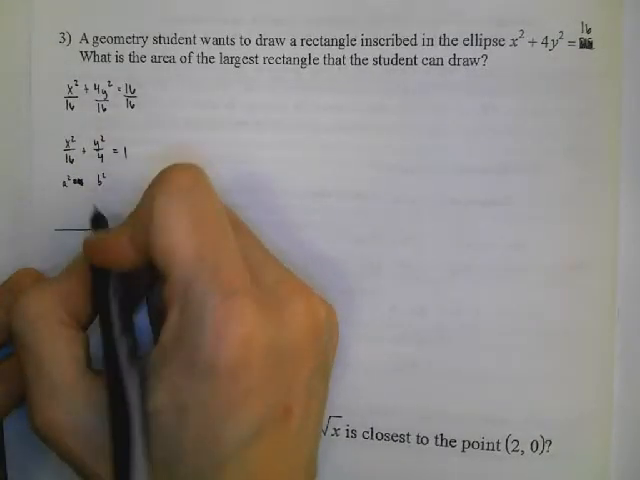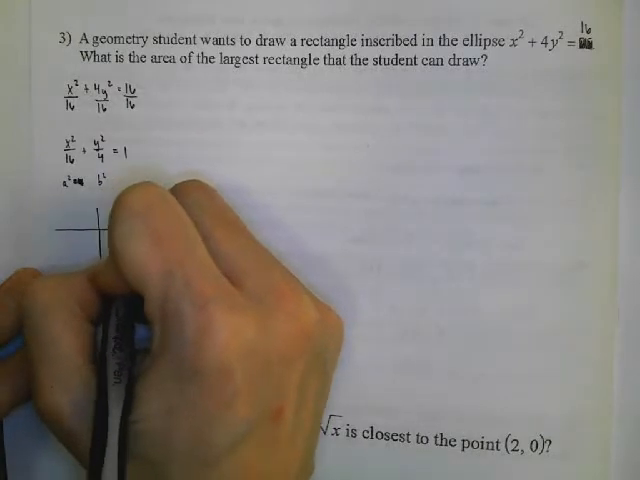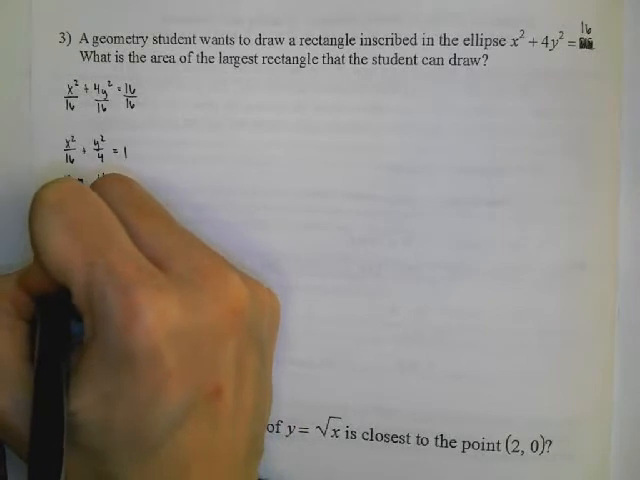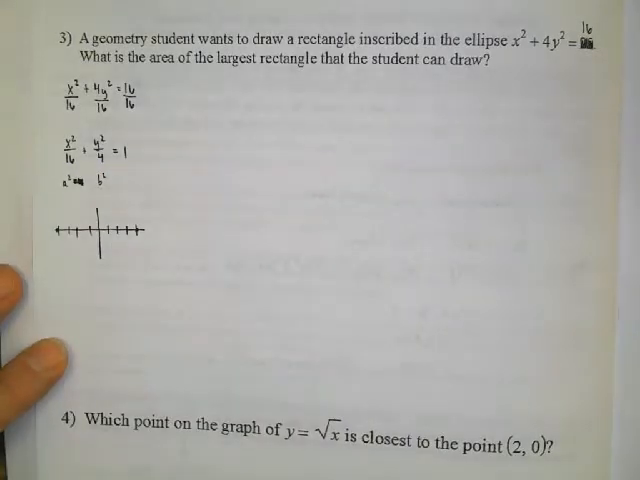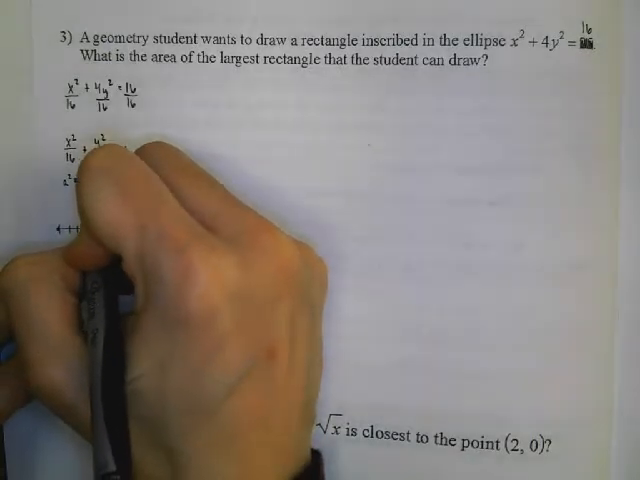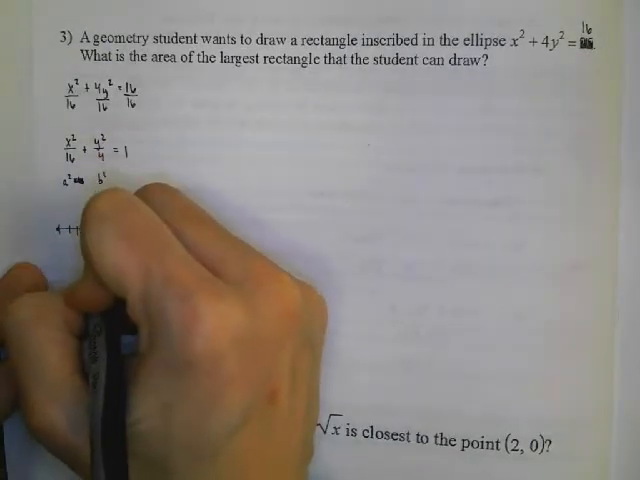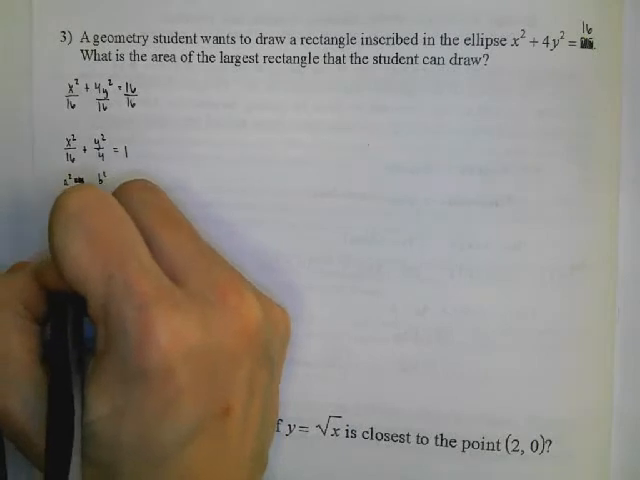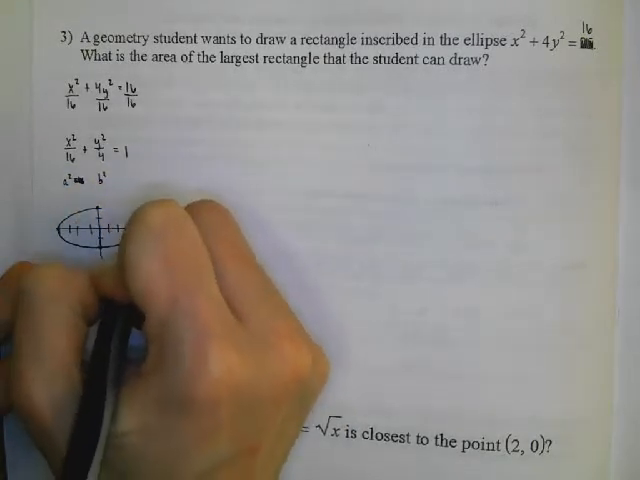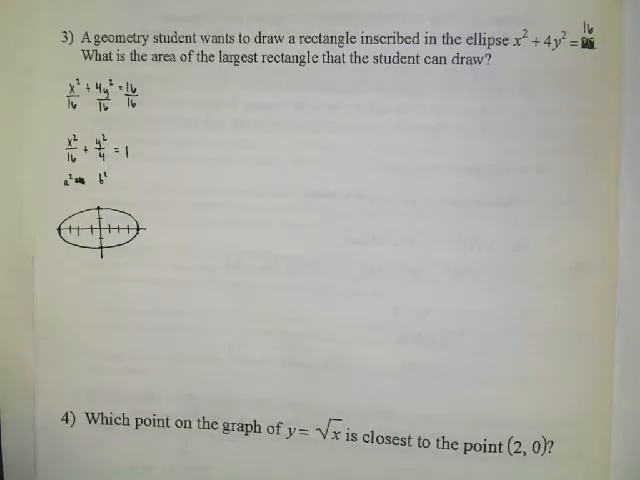Since a squared is 16, I know my a is 4. So that's going to tell me I have points here and here along the x-axis. Then b squared is 4, my b is 2, so I have a point here and here. If I can somewhat nicely sketch this in, I have an ellipse that looks like that.